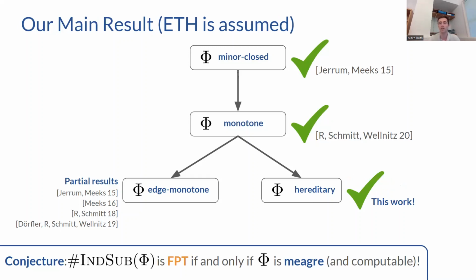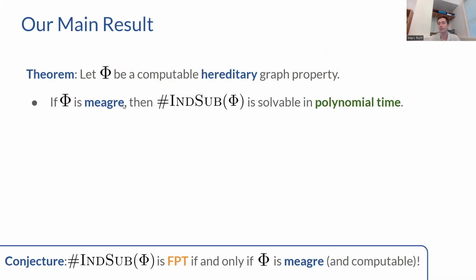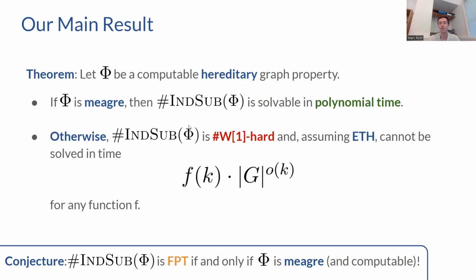So let me state our main theorem explicitly. We prove that given a hereditary graph property phi, if phi is meager, then #IndSub(phi) is not only solvable in FPT time, but it's actually polynomial time solvable. And in all other cases, we prove #W[1]-hardness, but also a tight lower bound under ETH.